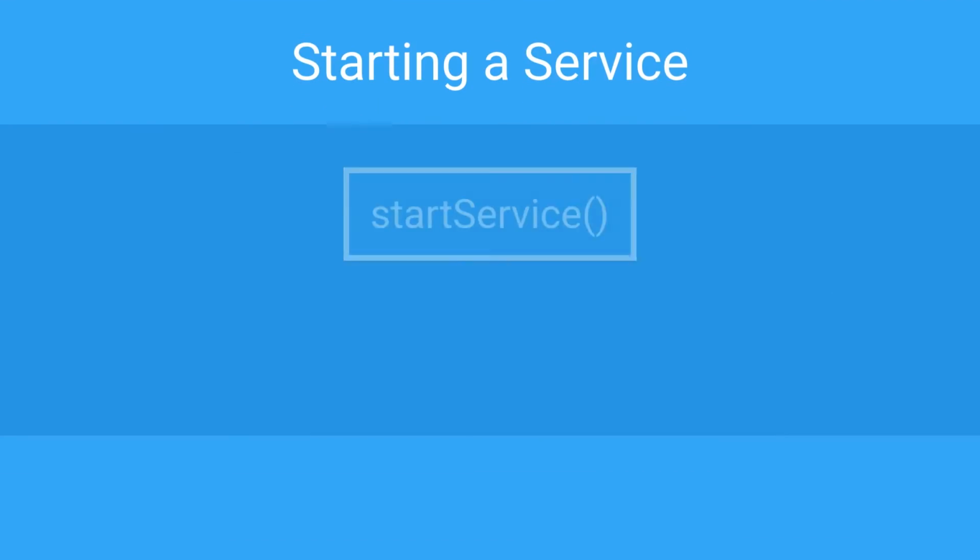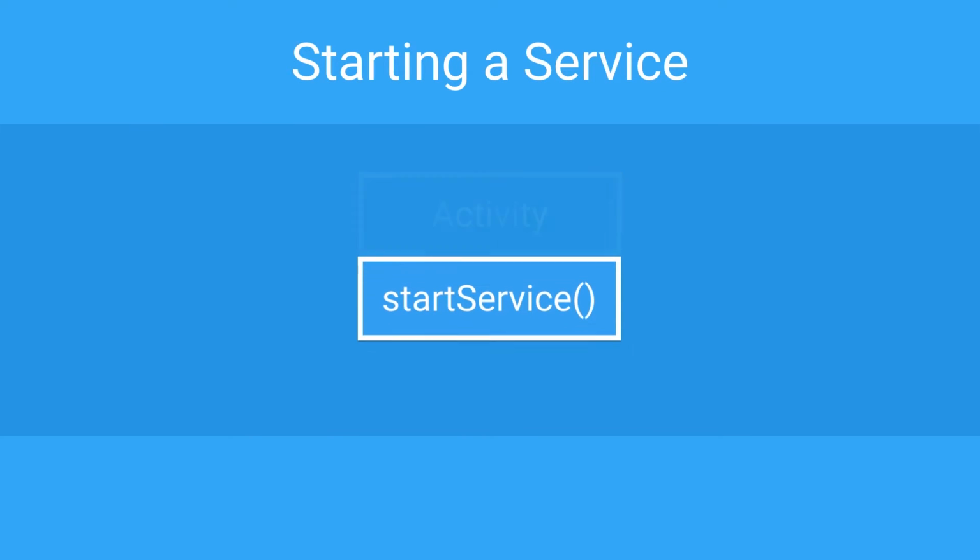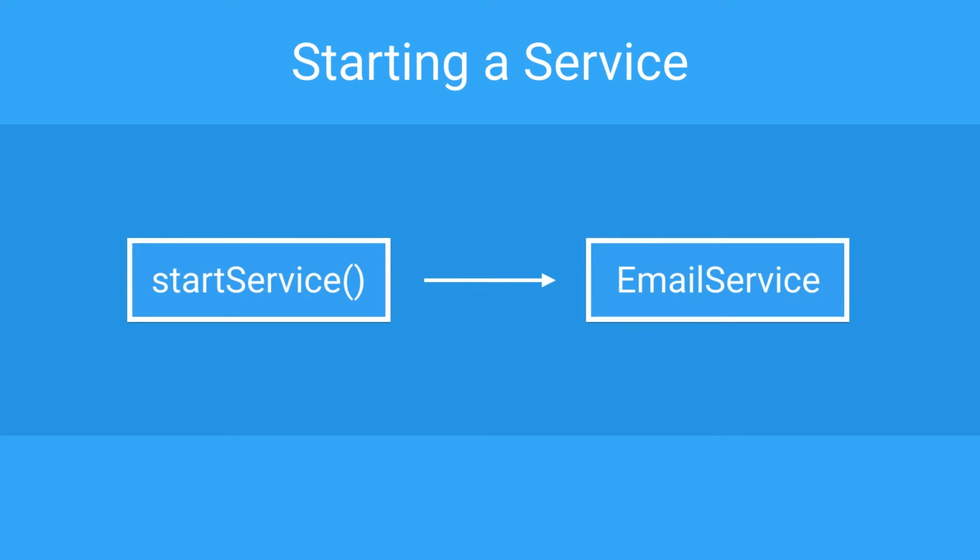The most straightforward way to start a service is to call the start service method from a context, such as an activity. The service will execute, but will not usually communicate back to the component which started it.